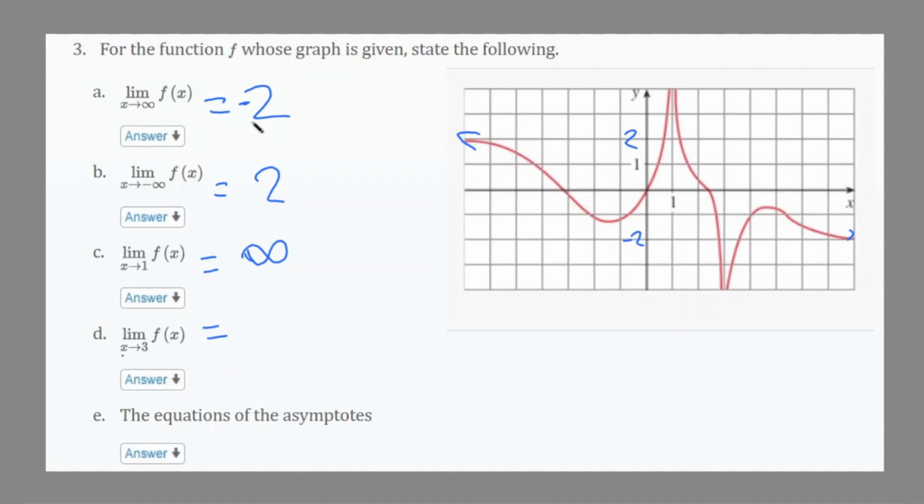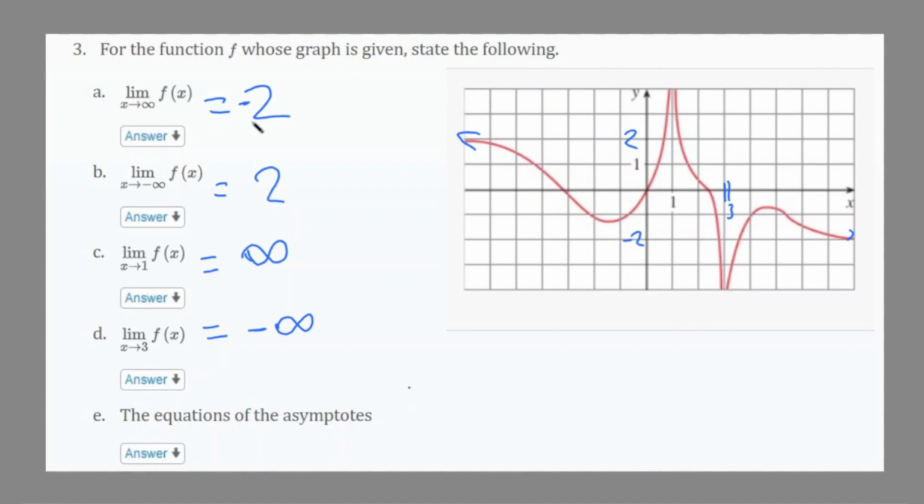So d is the limit as x goes to 3. What is the function value? 3 is right here, and we can also see 3 has a vertical asymptote. So this would be the opposite, negative infinity, because from the right and the left side, they're both going down.